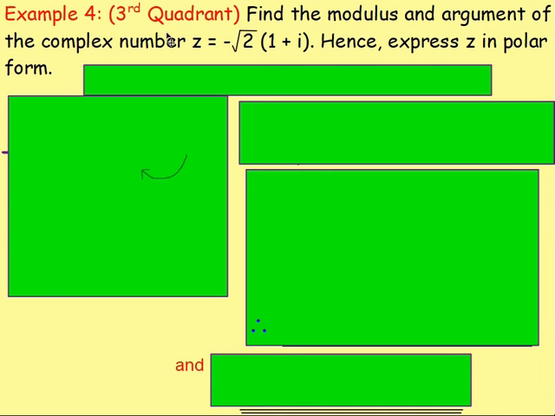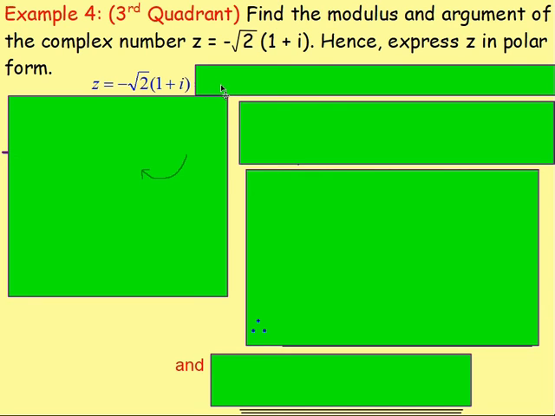Example 4, we're now going back to look at the third quadrant. Find the modulus and argument of the complex number z, which is negative root 2 bracket 1 plus i, and hence express z in polar form. So what we've got is the negative root 2 multiplied by the 1 plus i.